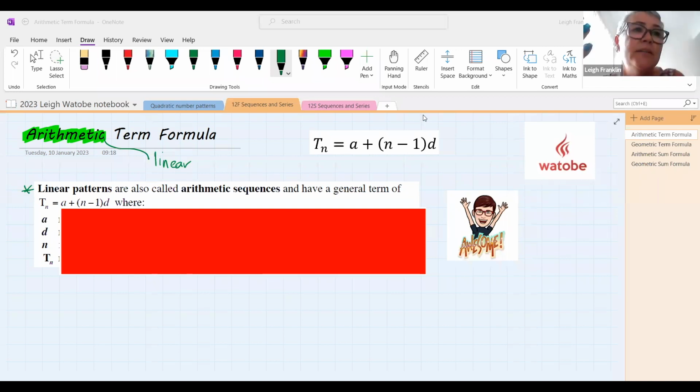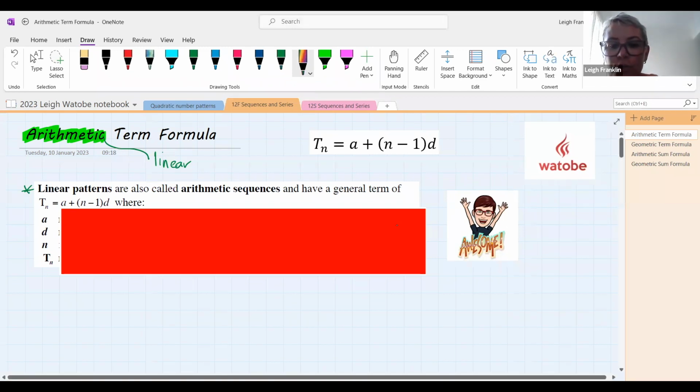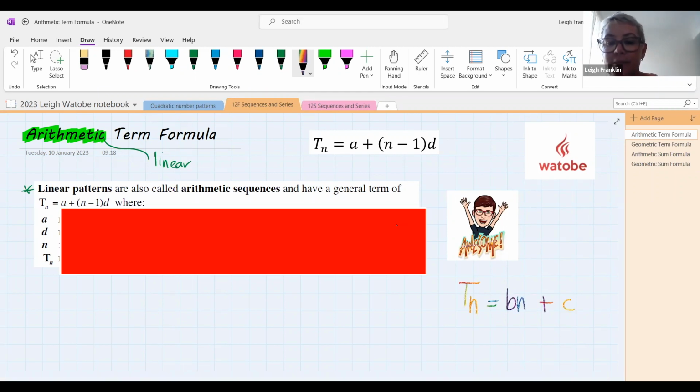Obviously that difference differs depending on the pattern. Sometimes the difference is positive, sometimes negative, but it is the same difference between each and every single term. The formula you would have worked with before this would have been your grade 8, 9, 10 formula. Different teachers use different letters, but it all means the same thing. You would have seen it in the form Tn = bn + c. We spoke about that a little in our previous lesson, because we were talking about the first difference of a quadratic number pattern, which is linear.